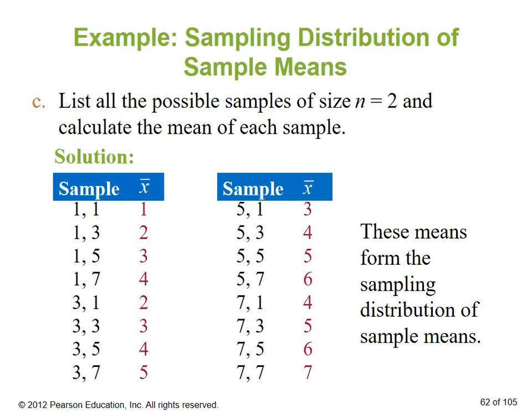What about 3? I see 1, 2, 3, 3. So 3 out of 16. That's the probability that the mean would be 3. Can you calculate the rest of these? Everybody following what I'm doing? All right, so I'm going to let you see if you can finish out the table with the probabilities.